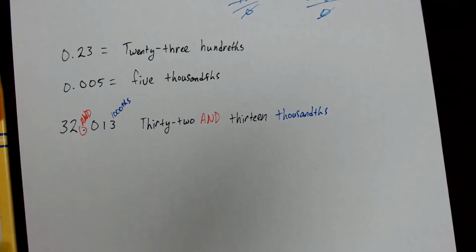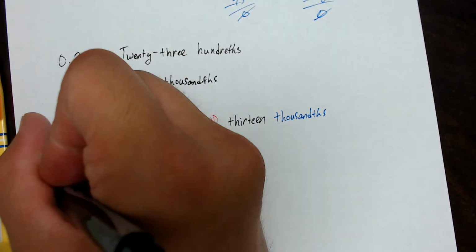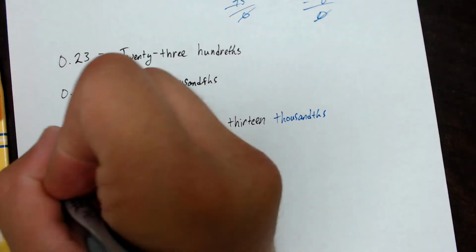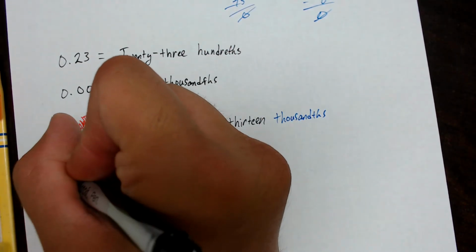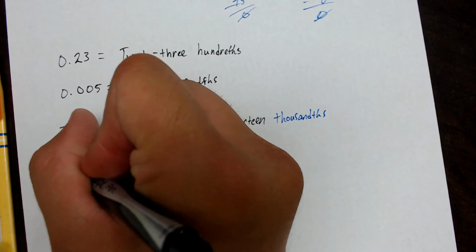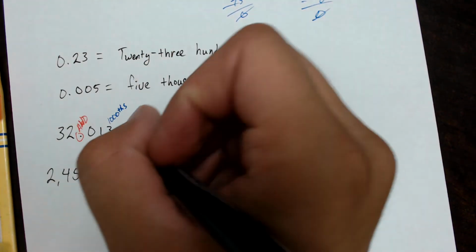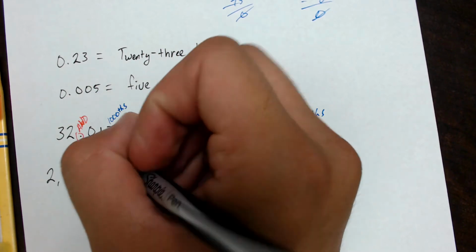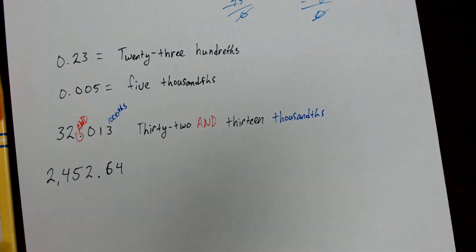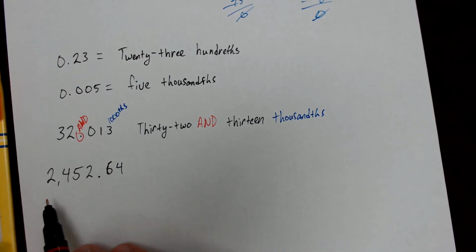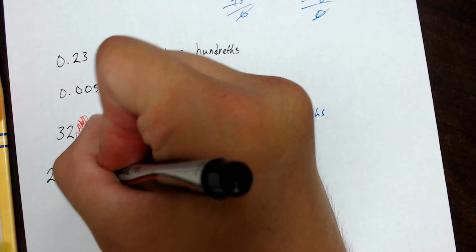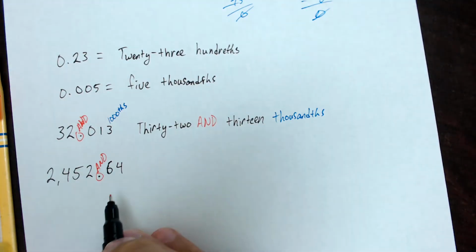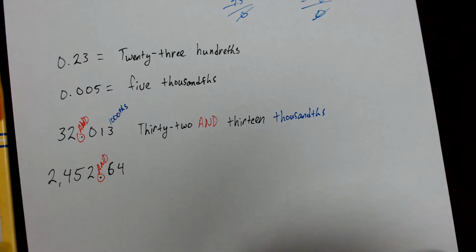Let's do, I know. We'll put a big number in here. Let's go with 2,000. Whoops, no hints. Yeah, we'll make that a 6. There we go. So this number is read as 2,452 and 64. What's the place value? Hundredths.